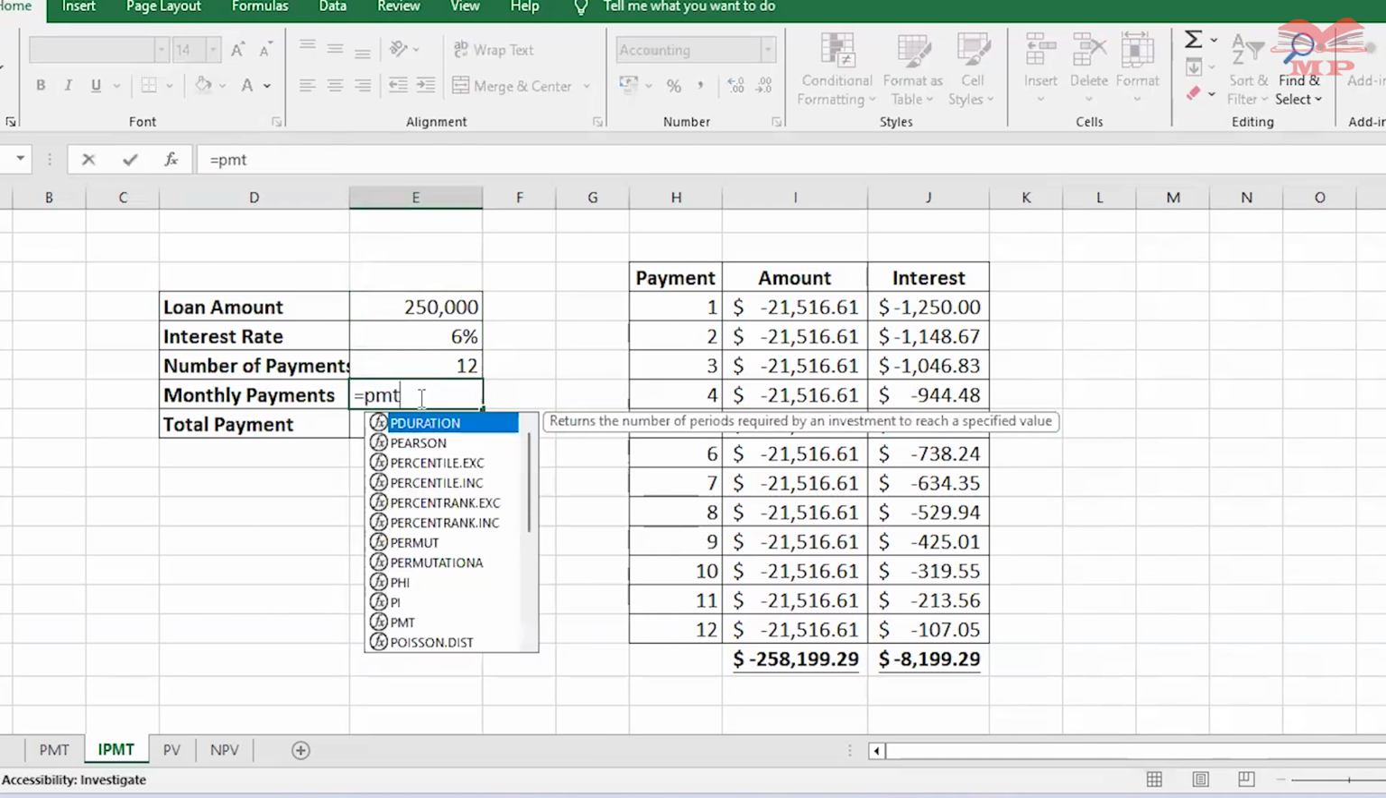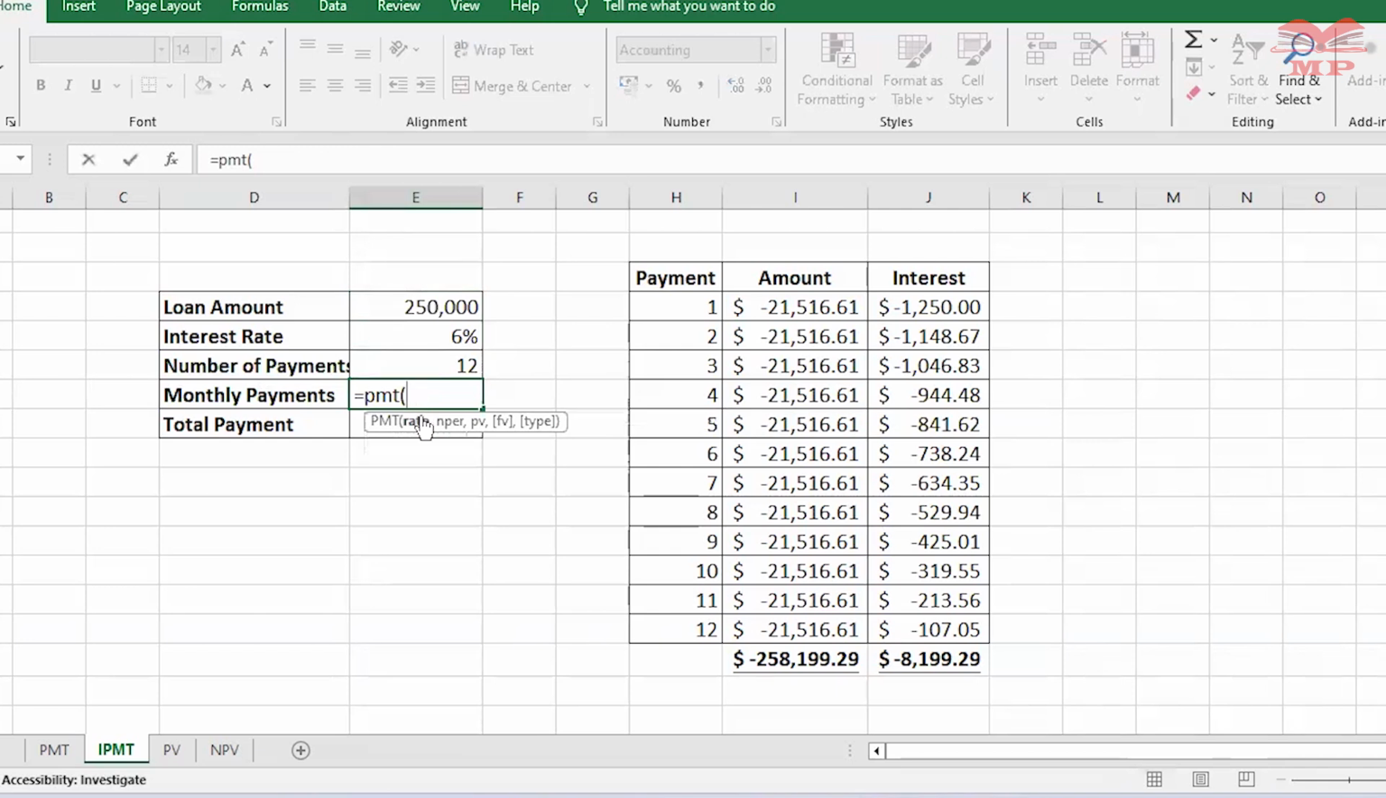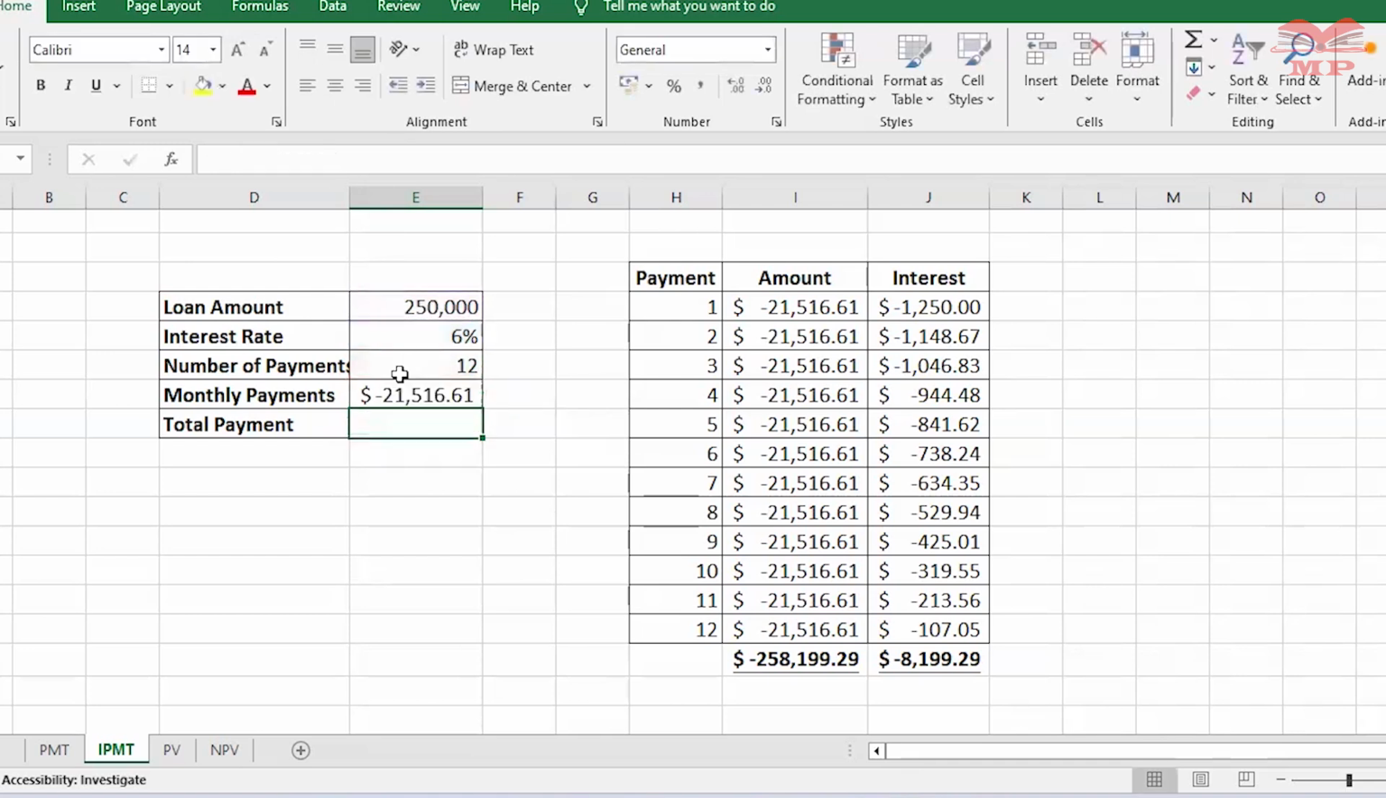So PMT, we said it has rate. So you have 6% every month. Then you have the number of payments, which in this case will just be 12. Then we have the present value, the amount that was there, which is the same calculation that has been done.